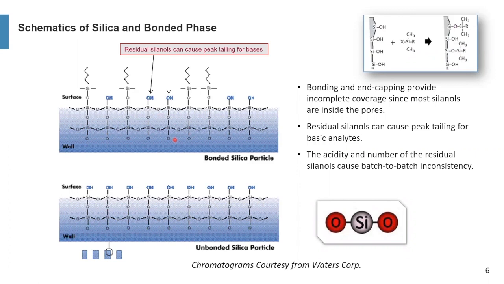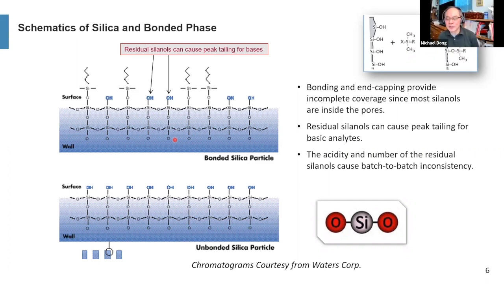In some of the packing materials, particularly in the old days, they were so strong that if you injected caffeine, it would never come out unless you used a masking agent, because the silanol groups are so acidic. They actually bound the caffeine, unless you used a masking agent such as triethylamine to deactivate the residual silanol groups. It would never come out.